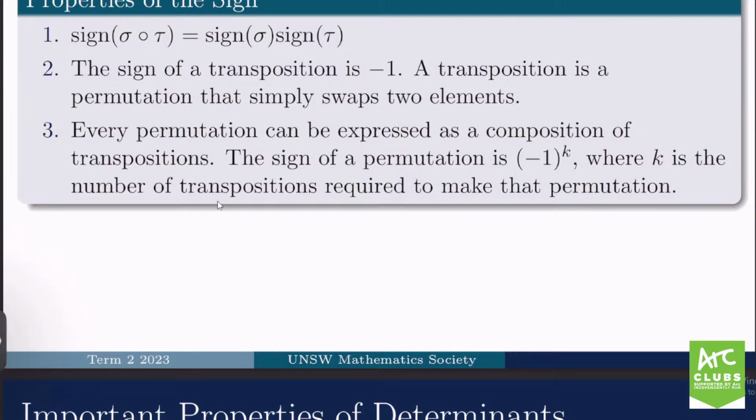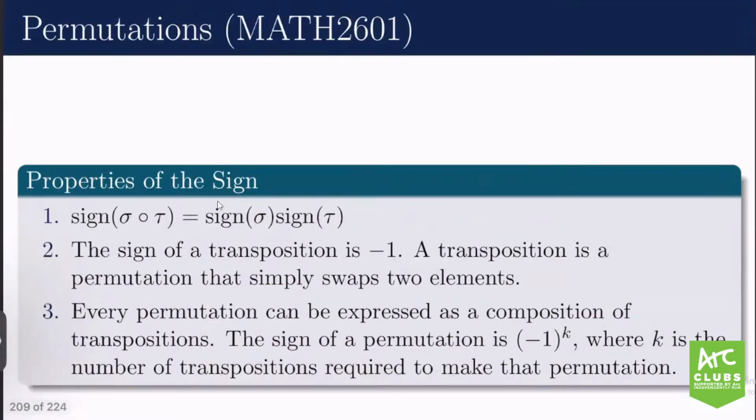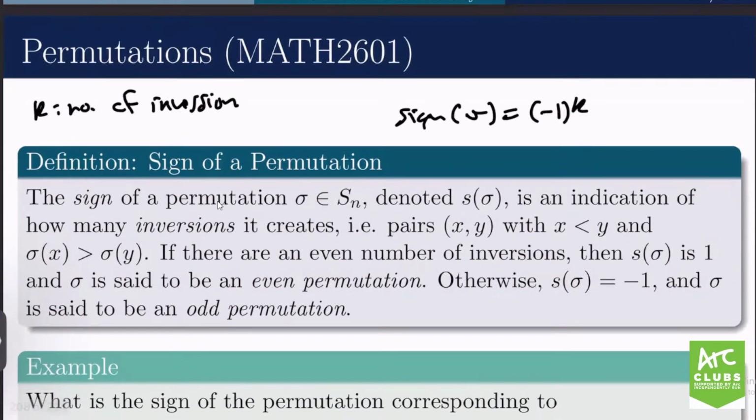Every permutation can be expressed as a composition of transpositions. The sign of a permutation is -1 to the k, where k is the number of transpositions required to make that permutation. That's similar to our idea here of the number of inversions.